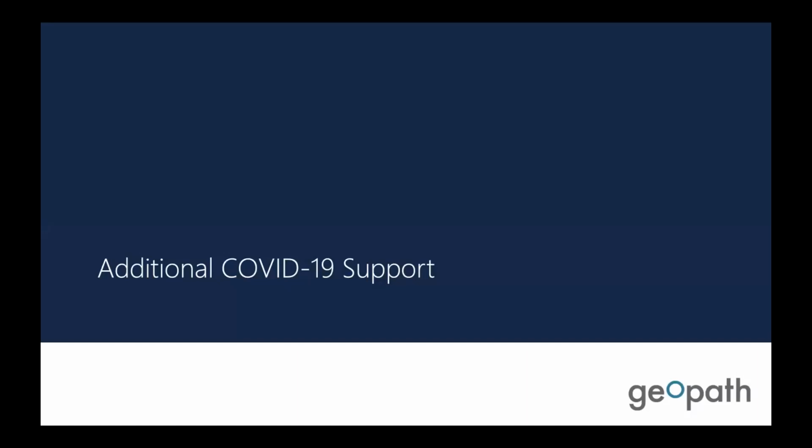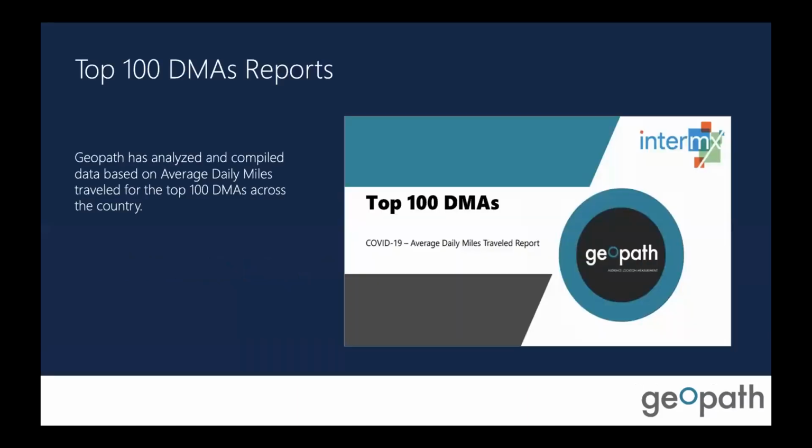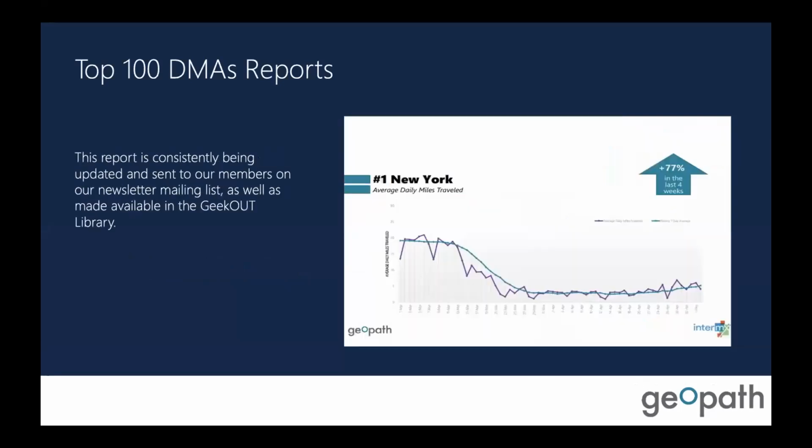So, additional COVID-19 support that we've been producing, and hopefully you've been seeing in our newsletters and being able to access these reports. One of them is our top 100 DMA reports. This is leveraging the data from the mobility dashboard, so average daily miles traveled, but being applied to the top 100 DMAs. If you recall, in the dashboard it's CBSA data and state data, so we wanted to do additional reporting for our members as well. I believe we're on our 3rd version of this that we just put out this week, and there'll be another one coming out next week.